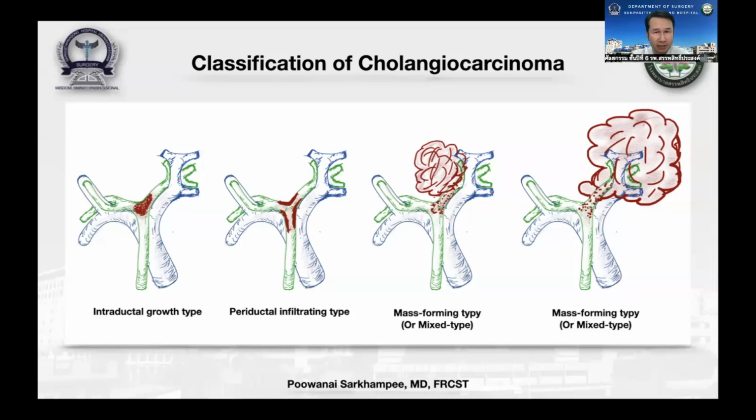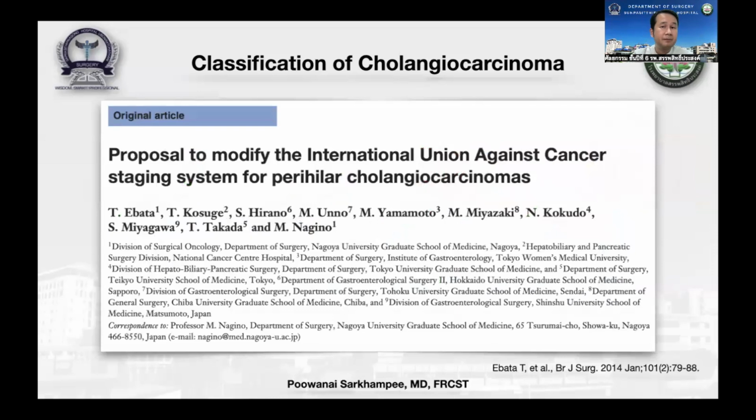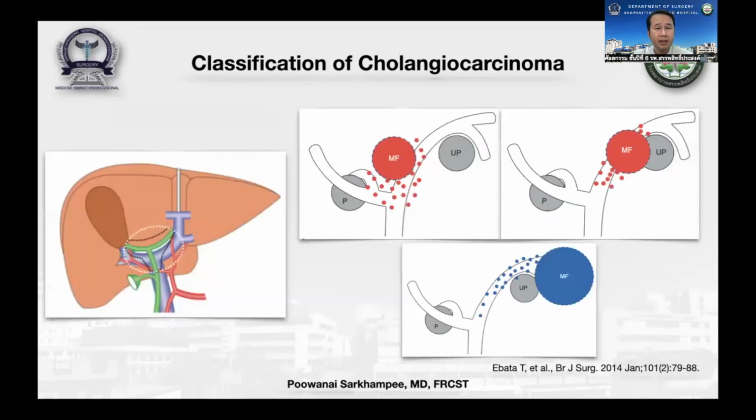Which one is perihilar cholangiocarcinoma? Do we talk the same language about the definitions? Okay. For my centers and myself, I use this proposal from Professor Ebata, the Japanese Nagoya group. If the tumor is located here in the confluence of the bile duct, we call it perihilar cholangiocarcinoma.